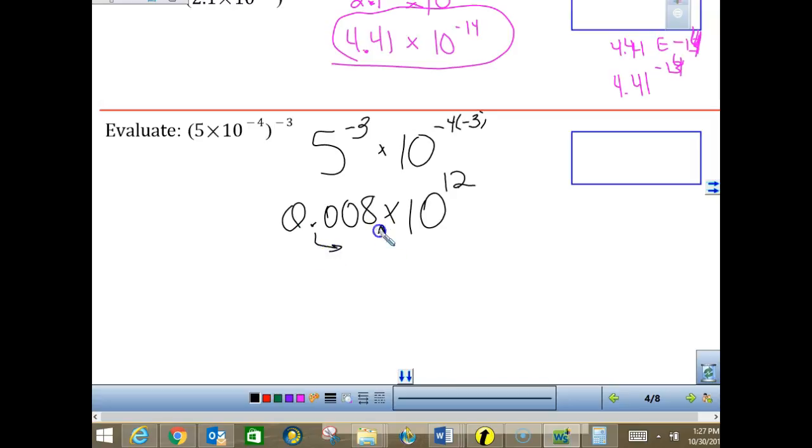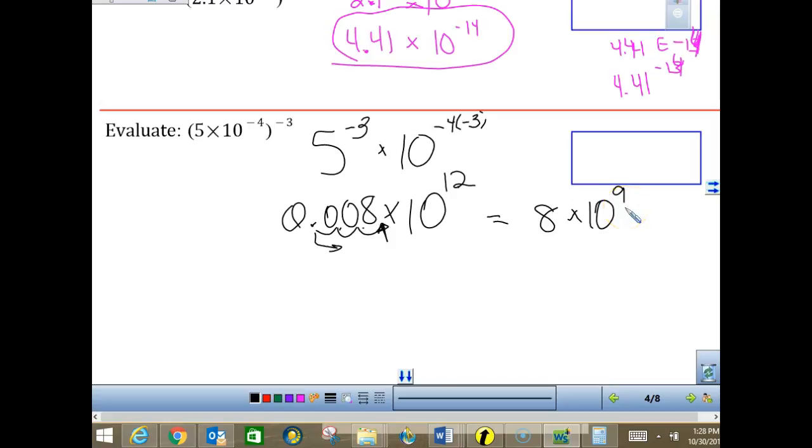We need our decimal point here. Do I have to move it to go 12 places? No, I get to move it less, right? This would be moving it 11 places. This would be moving it 10 places. This would be moving it 9 places. My final answer here is 8 times 10 to the, 1, 2, 3, 12 minus 3 gives us to the 9th power.